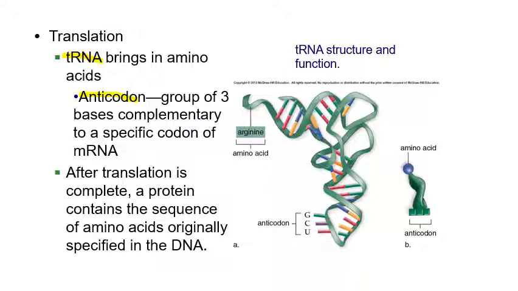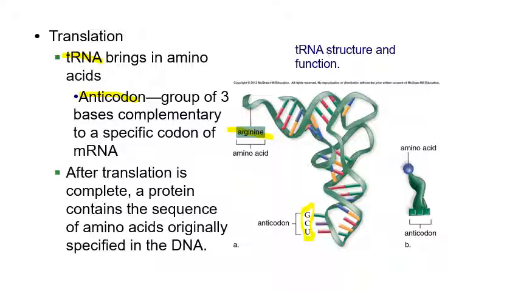So we've got a particular tRNA here. If the tRNA has this anticodon, for example, GCU, then he's always going to be carrying the amino acid arginine, right? So think of these as always kind of going together. So GCU on the anticodon always brings arginine, right?